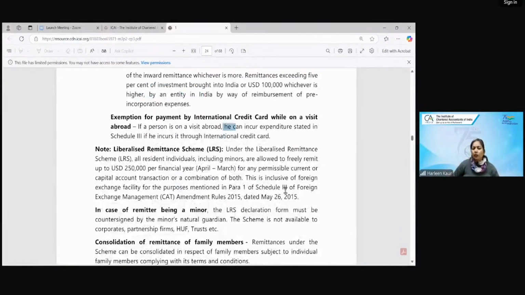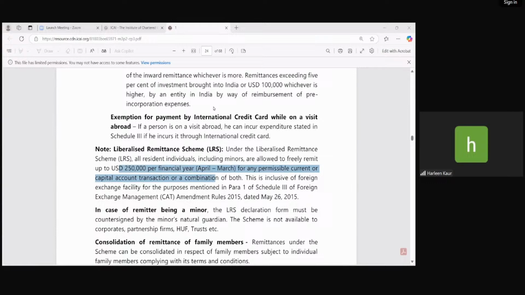Now, this is the note for the Liberalized Remittance Scheme. It is the same that we have discussed. That is para 1, Schedule 3 of current account transactions amendments, that from April to March, in any permissible current year, you have to see that the combination of both the capital and current account transactions have to be seen for utilizing the 250,000 USD.